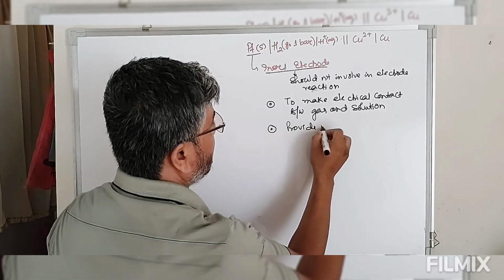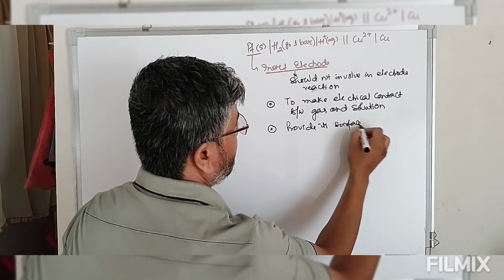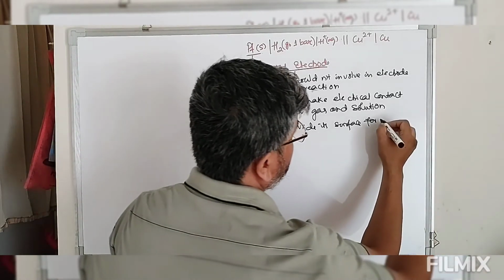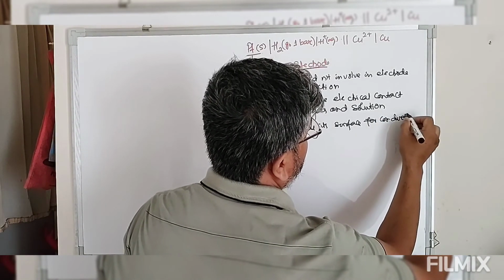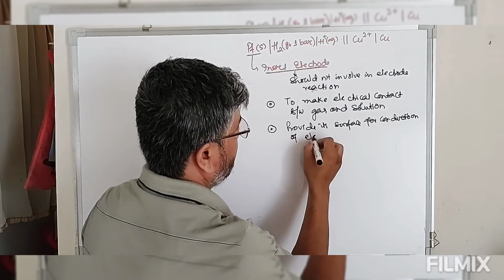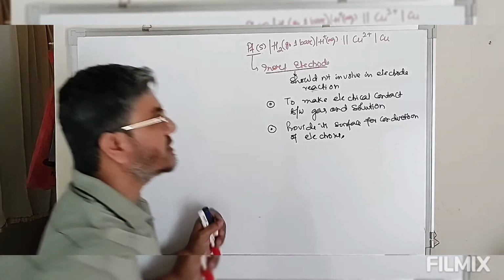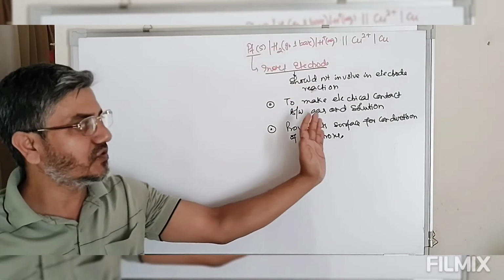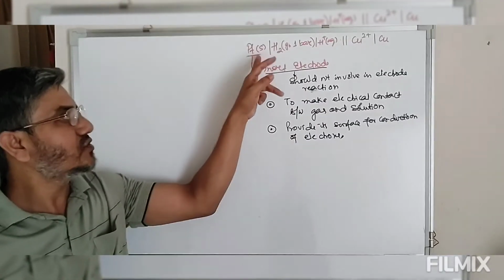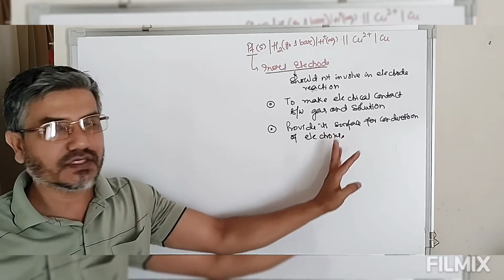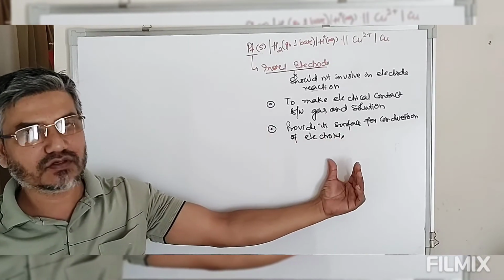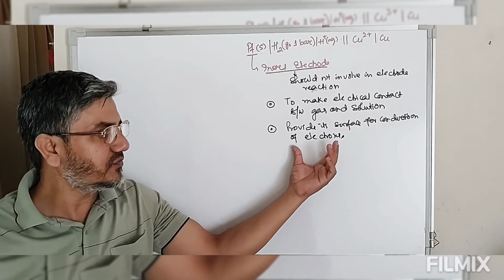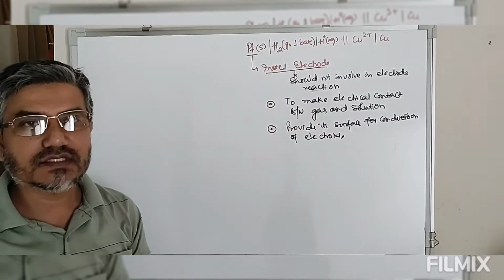Provide its surface for conduction of electrons. So this is the reason why we have to use an inert electrode. First, to make electrical contact between the gas and solution, and the surface of this inert electrode is used for conduction of electrons. If there is no conduction of electrons, the cell will stop, no current flows. So to make this conduction of electrons, this inert metal provides its surface.